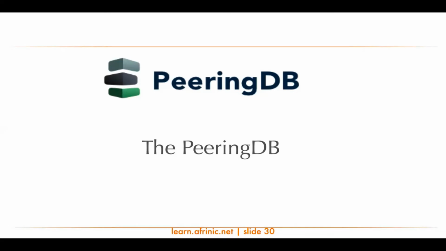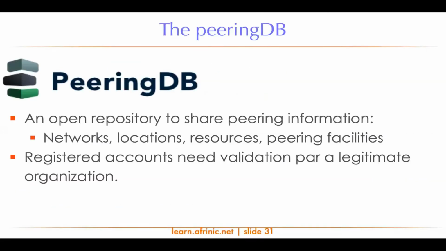Now, the PeeringDB is a website actually where you can store information about your networks, about your locations, about your resources, about your peering facilities. That is, any information about your network can be stored, and it is recommended you store it on the PeeringDB, so that organizations out there looking for information about you can go on the PeeringDB and they will find you. So to register your information on the PeeringDB, you first need to create an account.